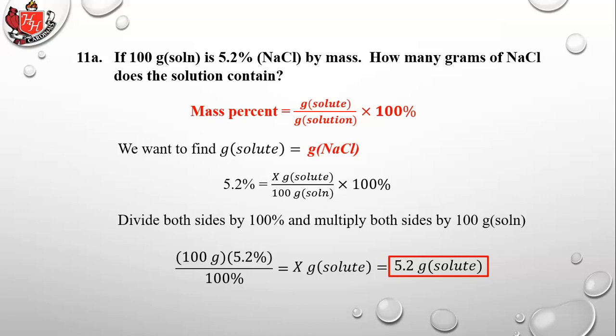So notice that when you choose 100 grams of solution, the grams of solute is the same as the mass percent, 5.2. So that just makes your problem easier to solve. You could have chosen any mass of the solution. You could have chosen 52 or 347, but why would you do that? Choose 100 grams of solution, and then your mass percent will turn into the same number of grams of solute.